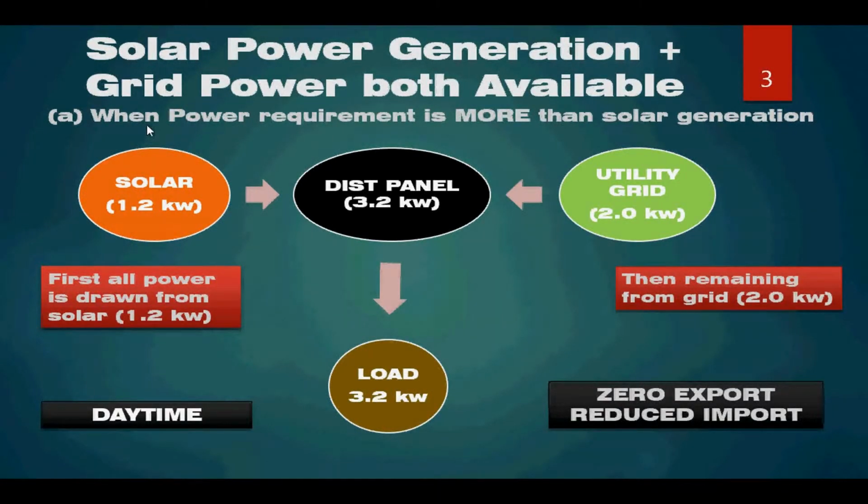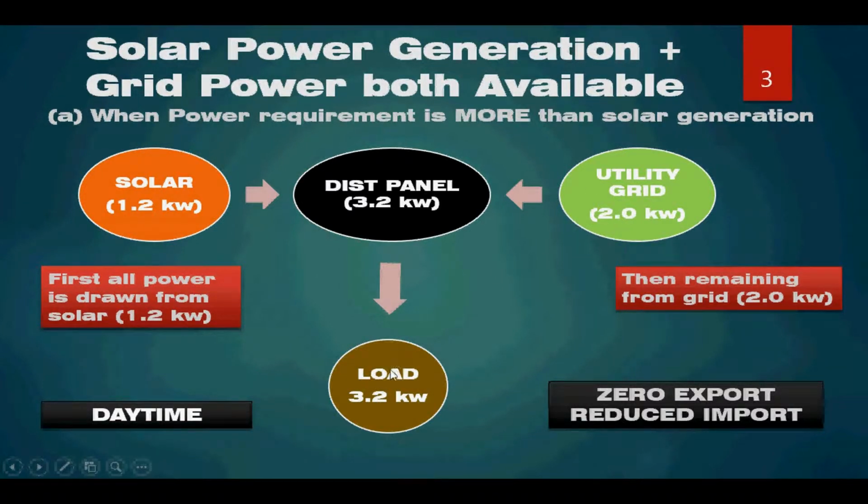Let's consider case 1A during daytime, when your power requirement is more than your solar generation. Let's say you have installed a solar plant of 1.2 kilowatt and you are sitting in your room with 1 ton AC running and a few other things running like TV and fridge. So your total load right now is, let's say, 3.2 kilowatt. First of all the power will be drawn from the solar plant and the remaining will be drawn from the utility grid. So 3.2 minus 1.2 is 2.0.